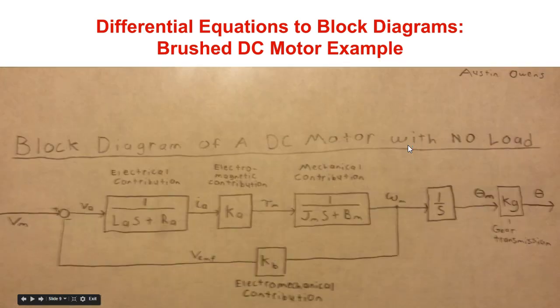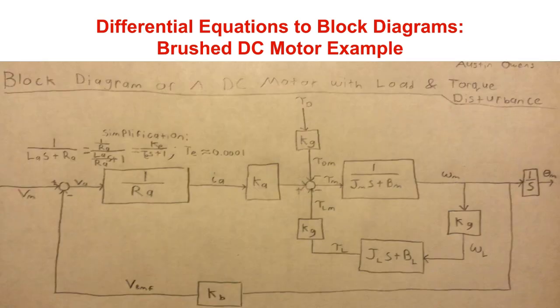So before, like the title says, it's a block diagram of a DC motor with no load. This is if it was just spinning freely. However, most times you put a load on the end, like a gear or a robotic arm or something. So you'll have some load associated with it. Right here is where I introduce load. I also made a small simplification.